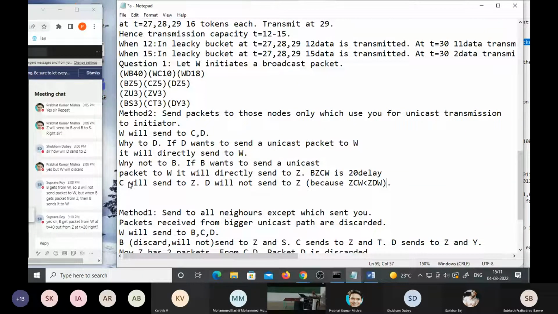Now, so W will send to C and D. C will send to Z, D will not send to Z. D will send to Y only. Is it correct? Yes.